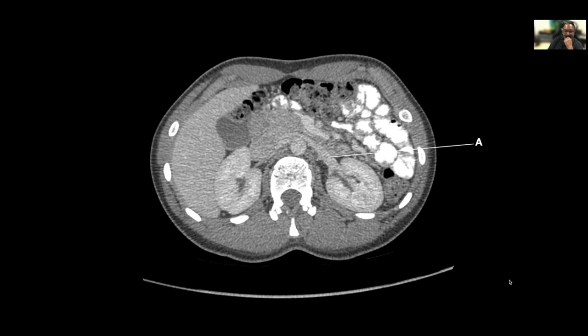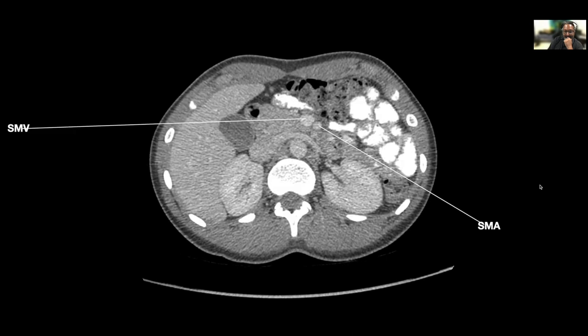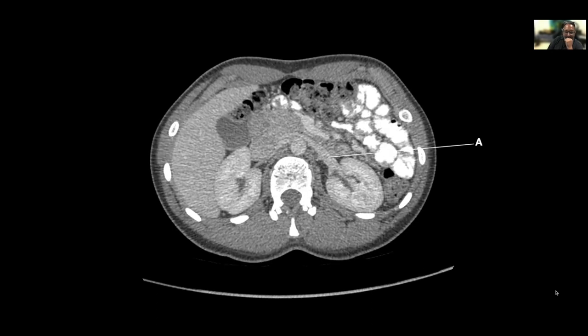So that's good. And what is that? In this one, the SMV? Yeah, big SMV. Yes, he has a big SMV, or she has a big SMV. I couldn't find the inferior mesenteric vein in her. It might be that the SMV actually covers both of them. That's a big SMV. That's correct. All right, next one.